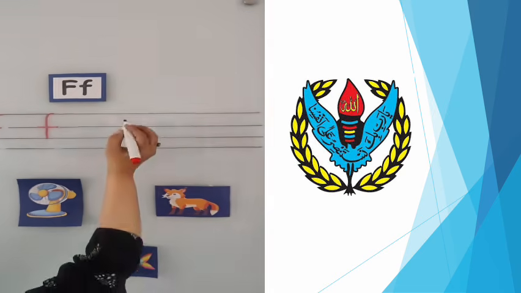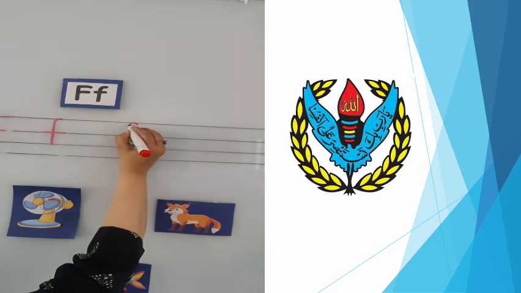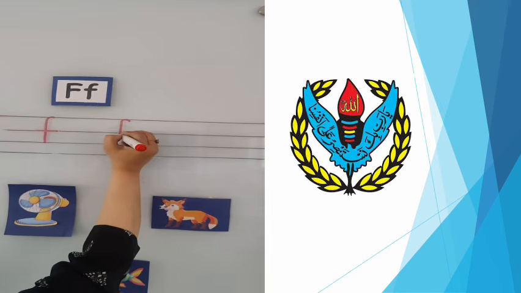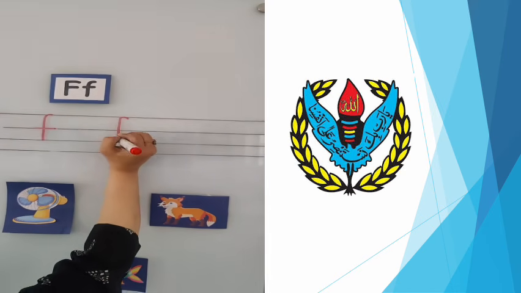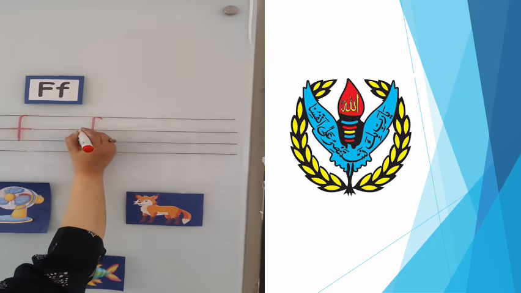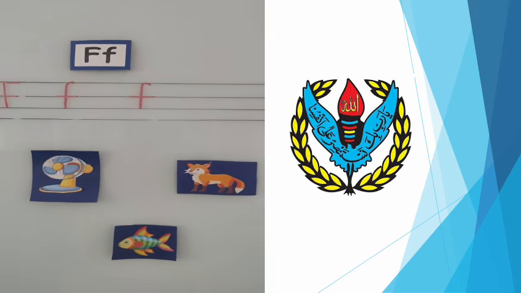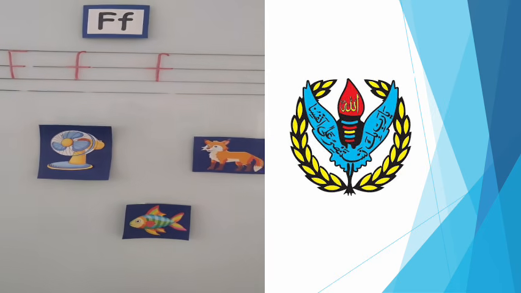Take another look how we write small f. Make a small curve and straight line touches the 3rd line. Then we have to draw a straight line in the 2nd line. That is how we write small f in 4 lines.